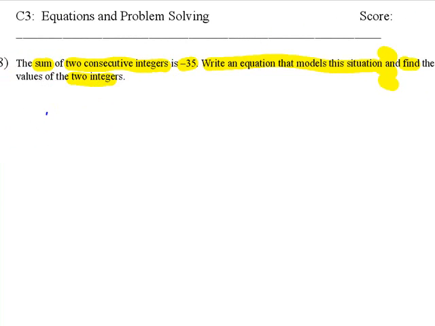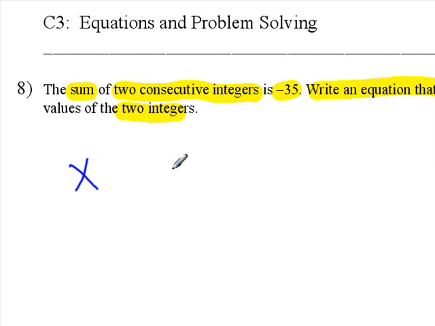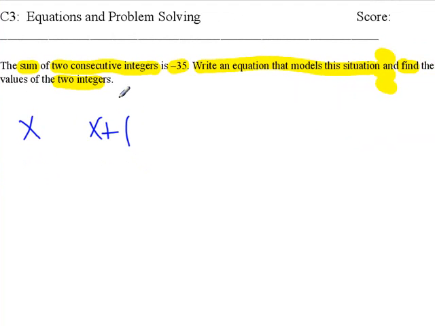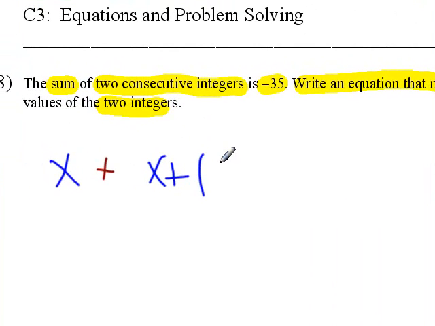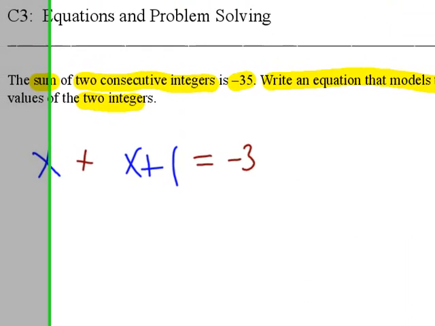Consecutive integers. Well, if one of them is x, the other one is just one more than that, so it would be x plus 1. So here's my 2 integers. I've got my first one x. I've got my second one x plus 1. Those are consecutive. It says if I sum them, which means to add them up, they will equal negative 35.